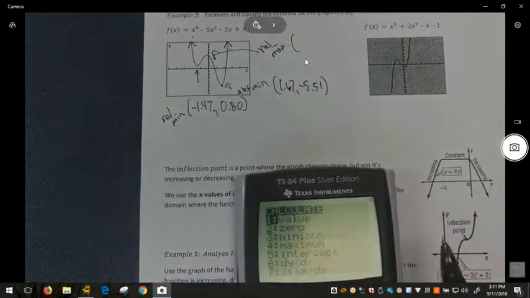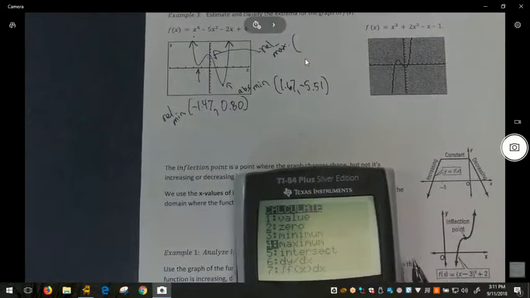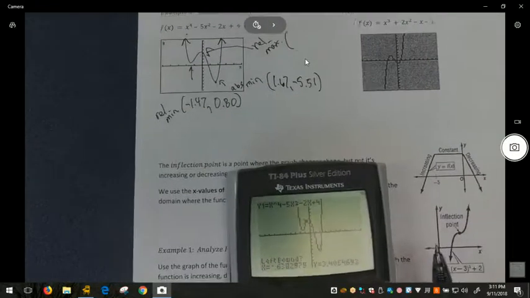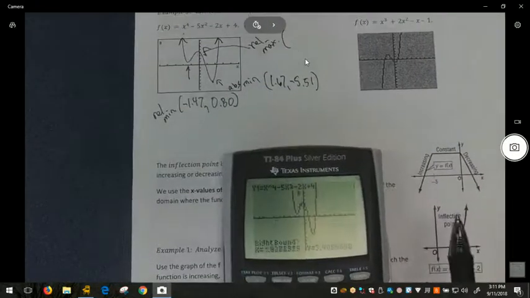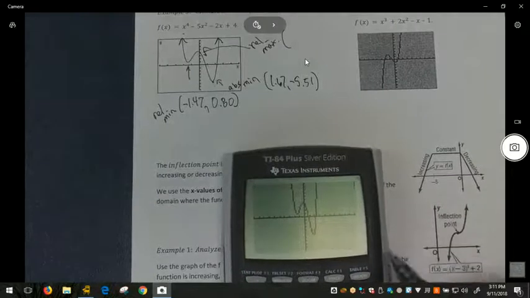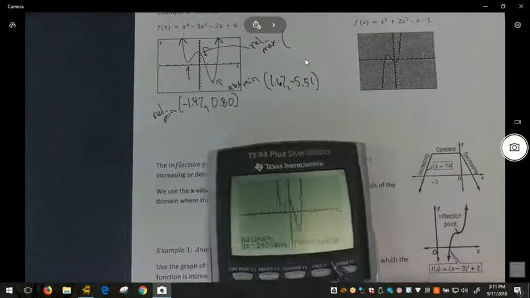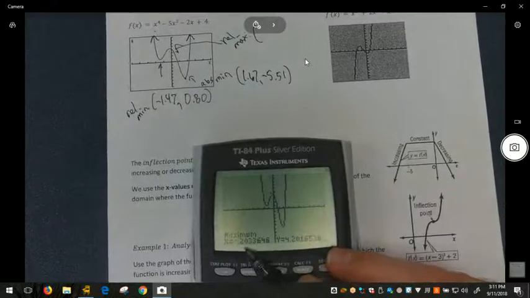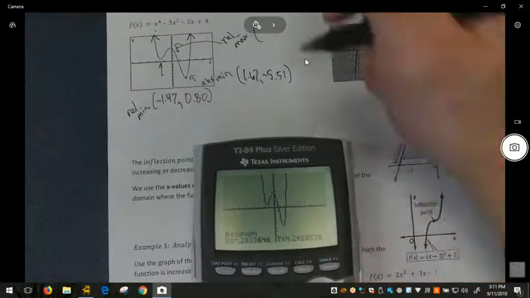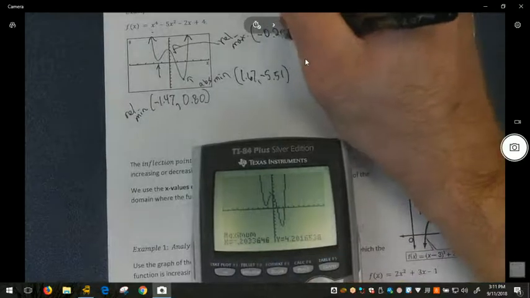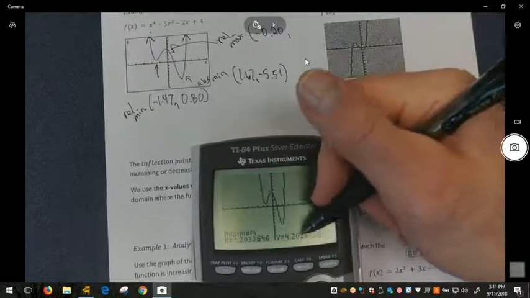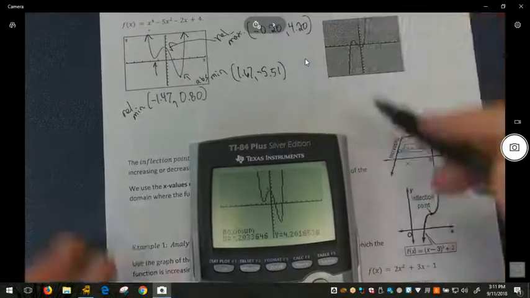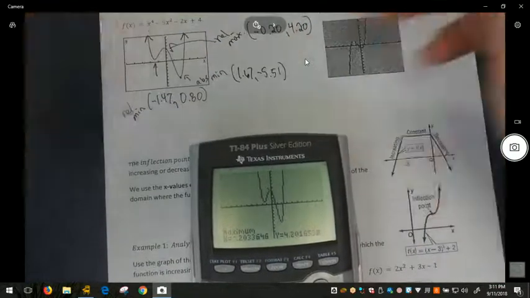So we're going to do second trace, or calculate, for calculate maximum. It says left bound question mark, go to the left of where we believe it is, to the right of where we believe it is, hit enter. The calculator will bounce around until it finds the relative maximum there at negative 0.203, so negative 0.20, and then 4.201, so 4.20. So we have our relative max, our absolute min, our relative min.